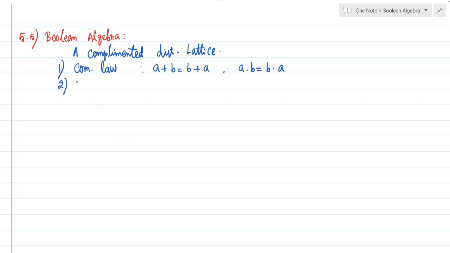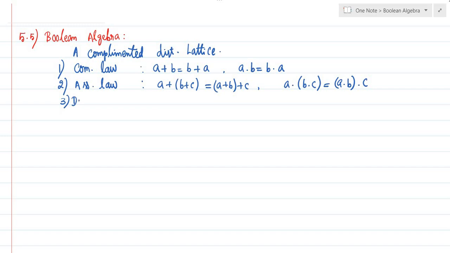Second one, associative law. For the associative law, usually we are taking three elements. That will be (A plus B) plus C is equal to A plus (B plus C). And the same with respect to product, that is (A dot B) dot C is equal to A dot (B dot C).